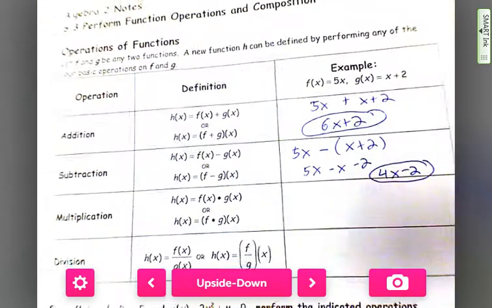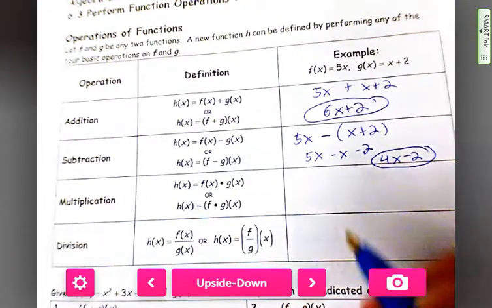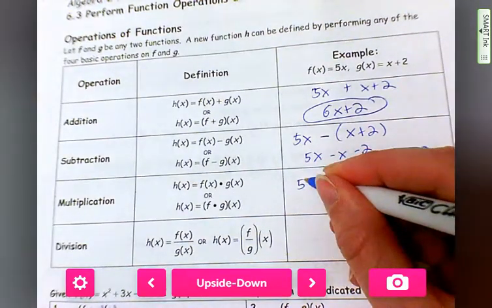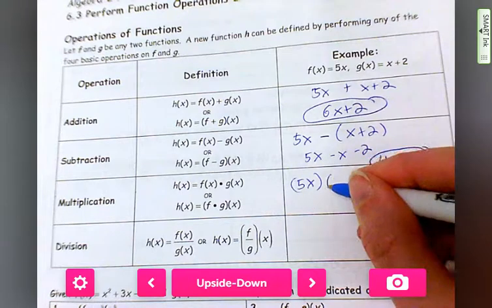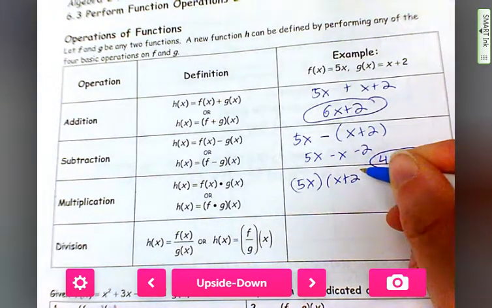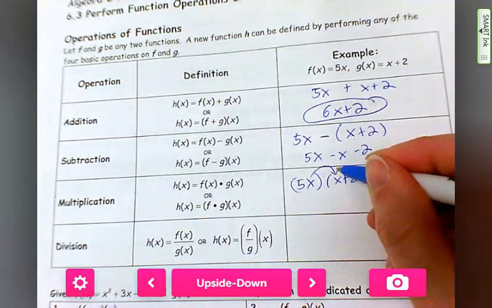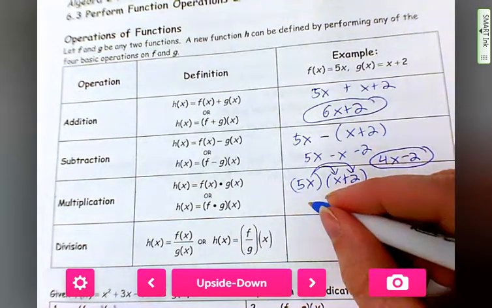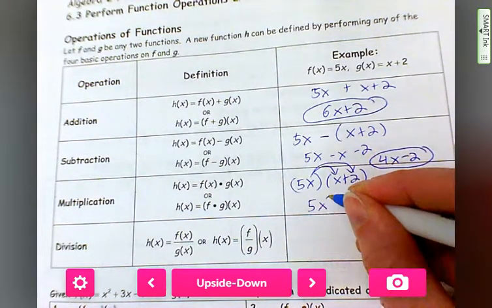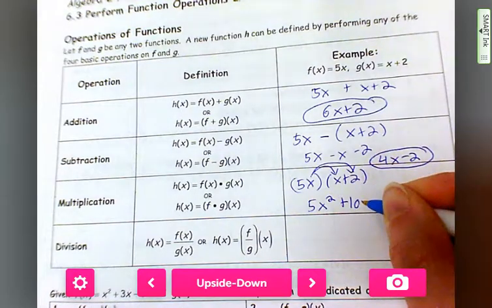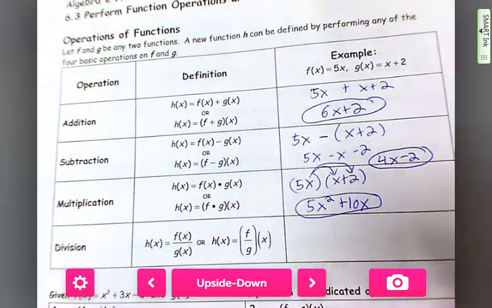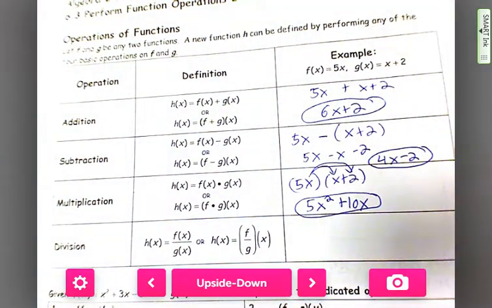Okay. For multiplication, we're looking at 5x times x plus 2. That just means multiply each one of these by 5x. So we end up with 5x squared plus 10x. I like this little chart because it gives you an example of each kind of operation, right? We've got addition; subtraction, make sure to distribute the negative; multiplication, make sure to multiply everything by everything.